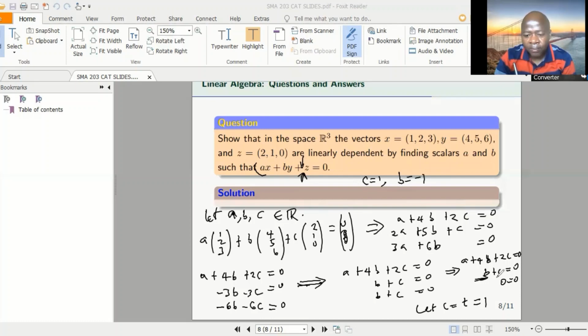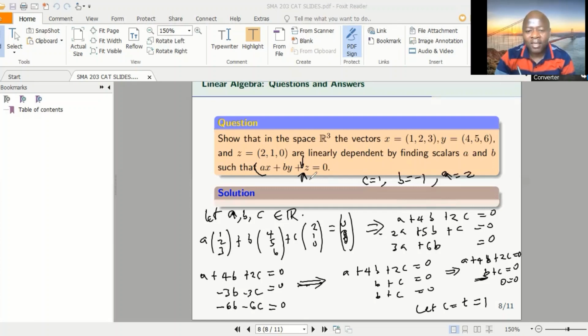B would be -1. Now, B is -1. We proceeded to the first equation here: A plus 4B plus 2C. C is 1, so 2 times 1 is 2. Here it's 4 times -1, which is -4. So -4 plus 2 would give us -2. So what we have here is A minus 2 is equal to 0, which means that A would be 2.